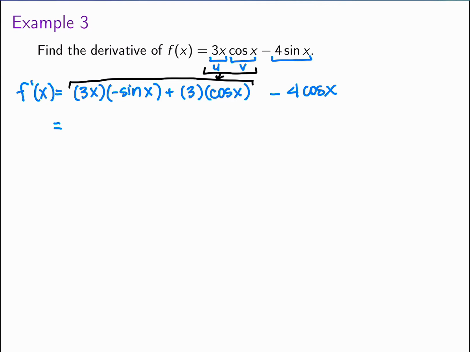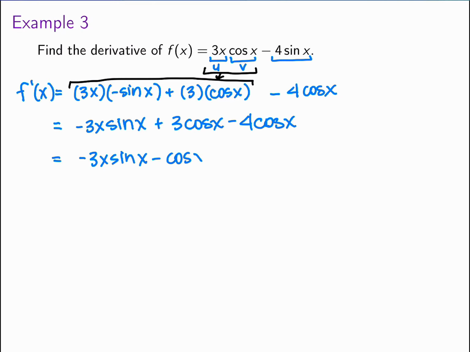You should always clean up any constants, move them to the front, combine like terms, things like that. So this first term should be written as minus 3x sine x plus 3 cosine x there, minus 4 cosine x. And now I see that I actually can combine some like terms. I have 3 cosine x's, and then I take away 4 cosine x's. So my solution will be negative 3x sine x minus a cosine x. Yep, that's right. Minus a cosine x. And there's our solution. There is our derivative.